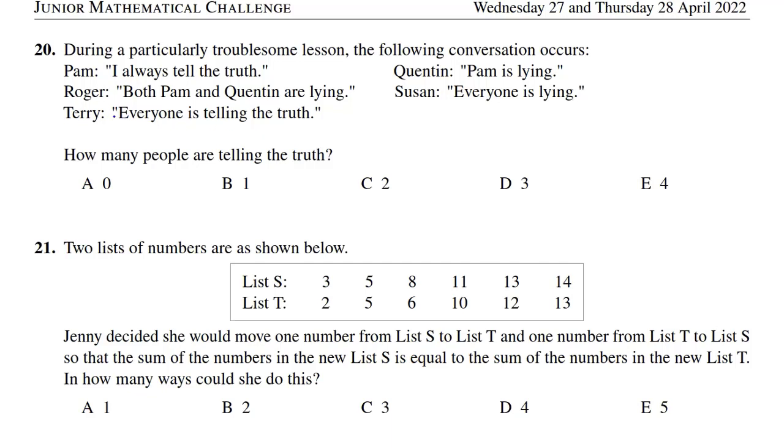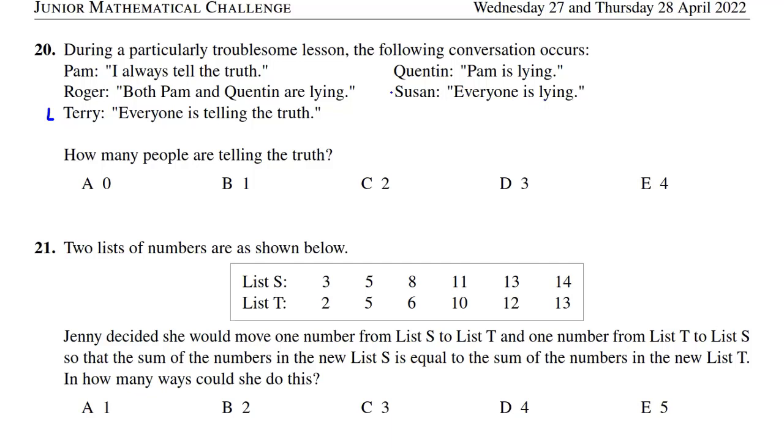So, if we consider, for example, Terry tells the truth, then all of them tell the truth. Okay, because if Terry tells the truth, all of them tell the truth. But then we have a contradiction because Susan says everyone is lying. So we consider Terry is lying.